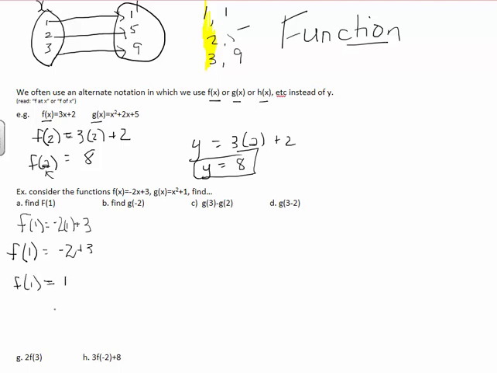So what this tells us here is when we substitute in x a value of 1, our y value is also 1. So we can think of that as an ordered pair, (1, 1).